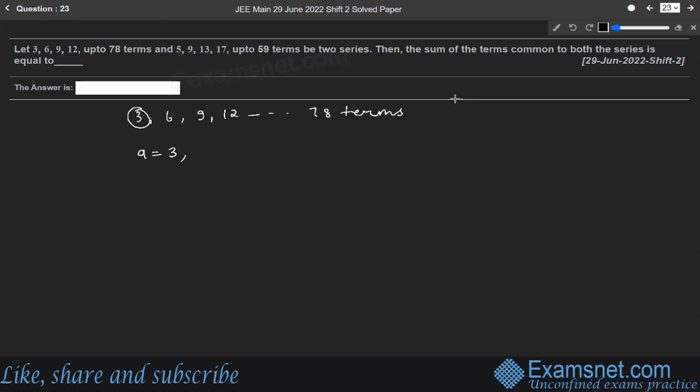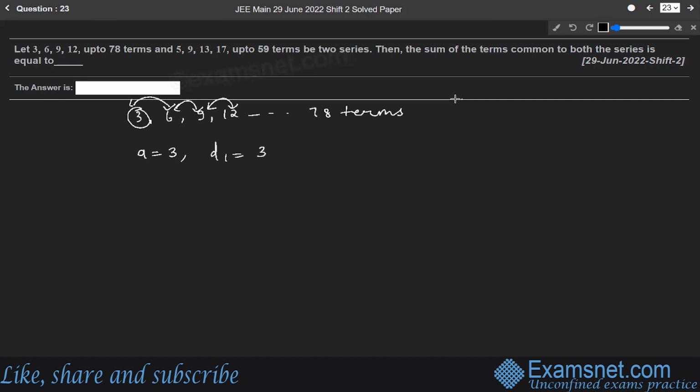Common difference is second term minus first term, right? So 6 minus 3 will be 3. Then third term minus second term, 9 minus 6 will be 3. So here the common difference is 3. Common difference between two numbers is 3, right? 12 minus 9 is again 3. So common difference is denoted by D. So let the common difference of this series be D1, right? So D1 will be 3.